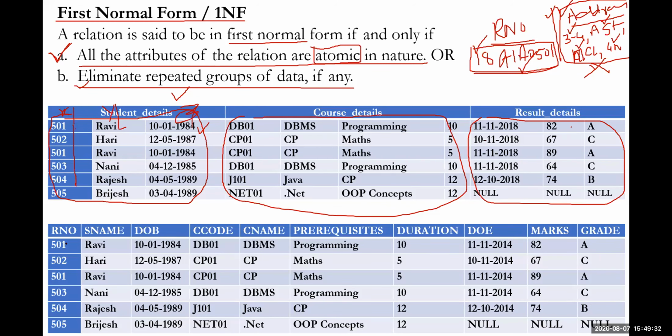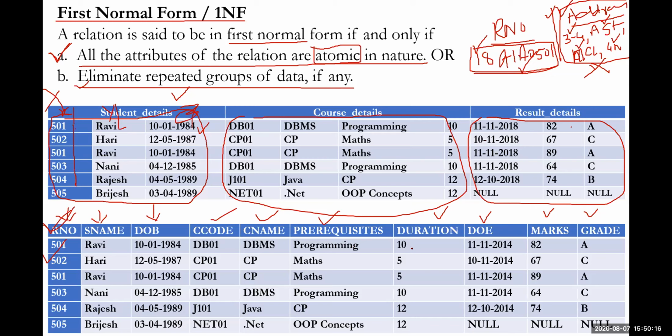Student details will be converted into roll number, student name, date of birth. Yes, each has its own column name. And then course details: course code, course name, prerequisites, duration, date of examination, marks, and grade. So you can observe that rule number 1 has been passed, and rule number 2 is also passed. Therefore, this table is not in first normal form, and this particular table is in first normal form. In this way, you have to make them into first normal form.